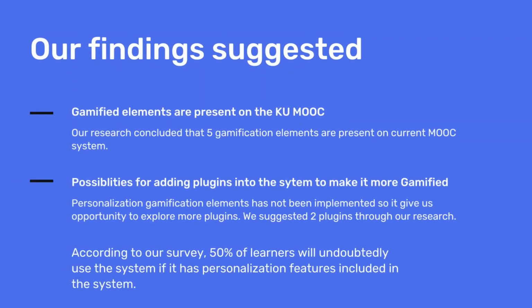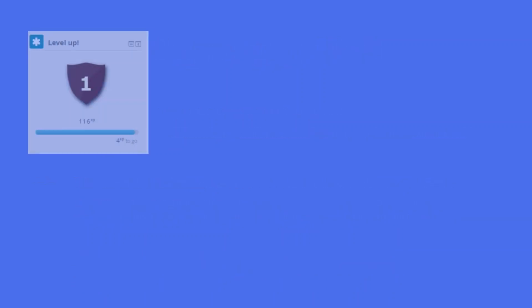After researching, we identified that 5 gamification elements were present in the current MOOC system, and that there are possibilities for adding plugins into the system to make it more gamified. Specifically, the personalization gamification element has been missing and we are suggesting a plugin for that. To validate our work, we also conducted a survey to understand if our users will like the personalization gamification elements or not, and we came to the conclusion that 50% of the learners will undoubtedly use the system if it has a personalization feature included.